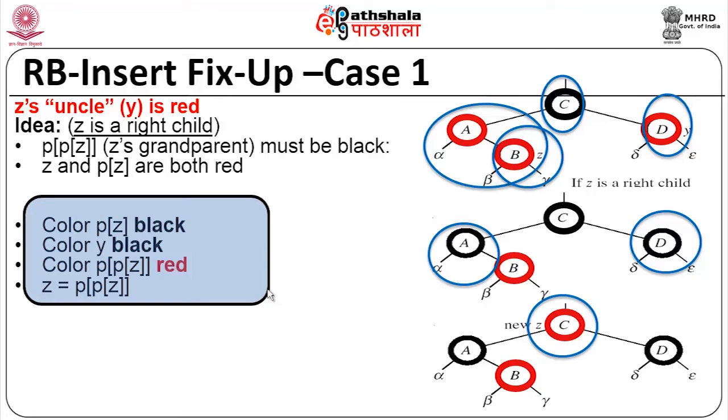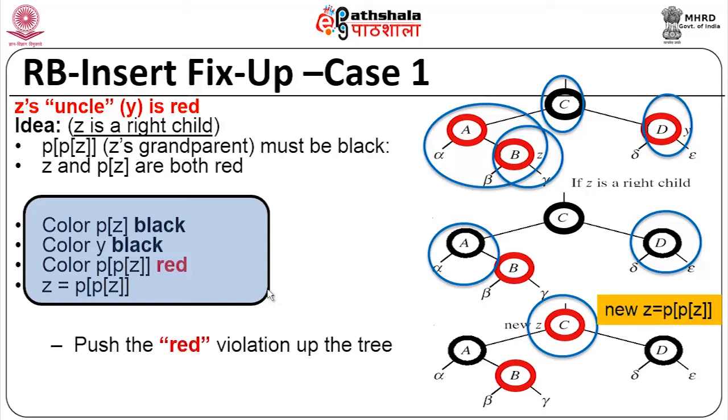I will just repeat it. You have some conditions you have to meet. One is that Z is a right child of wherever you are going from. Then the uncle is red, its grandparent is black, and Z and its parent are both red. Then this is a case of case 1. What is the solution? You color the parent of Z black. The uncle also black, then change the color of the grandparent to red, and then make the grandparent the new Z. This is the fix up for case 1.